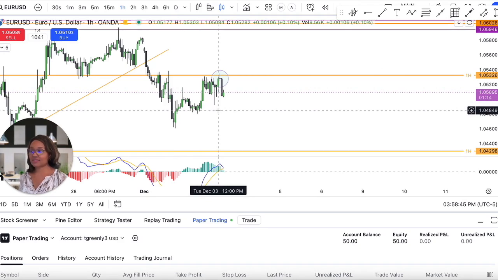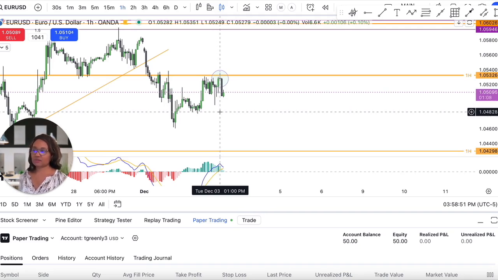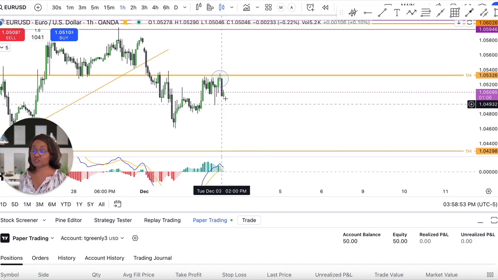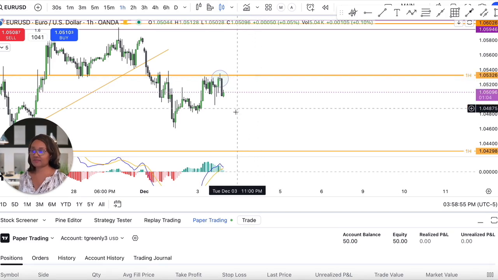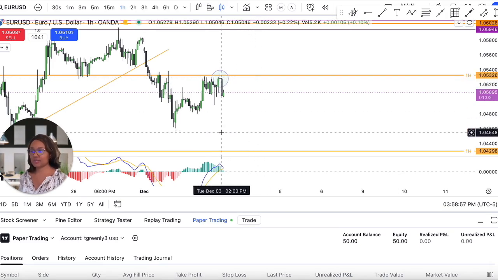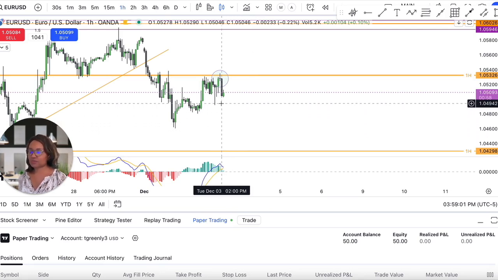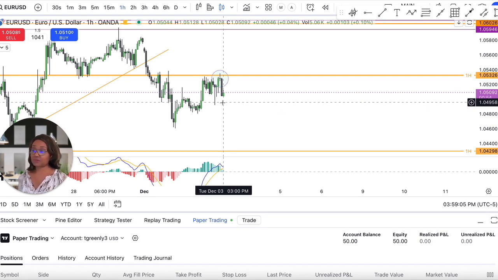At 12 o'clock, this first part of the reversal pattern was formed. The second candle was formed at 1 p.m., and this is our hammer that's pushing away from this resistance area. And at 2 p.m., the engulfing bearish candle was formed. And so we could decide that this may be a good place to take a sell or a short.